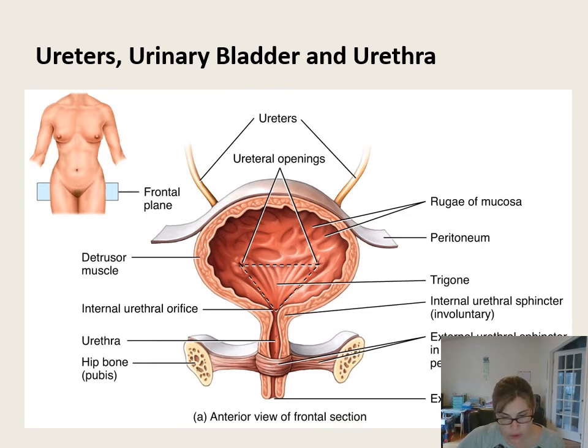the holes are called ureteral openings for ureter. And down here, this hole leading to the urethra is the urethral orifice or urethral opening. So we have the ureteral openings here and the urethral opening here. And when you connect these together, we have a triangle shape. And this triangle shape is called the trigon.